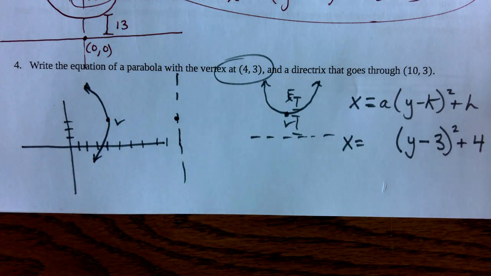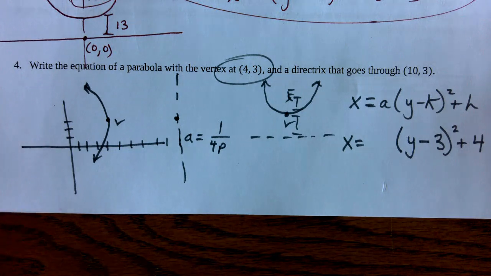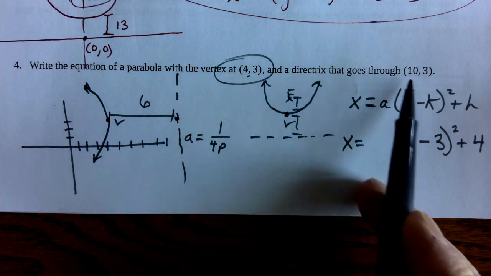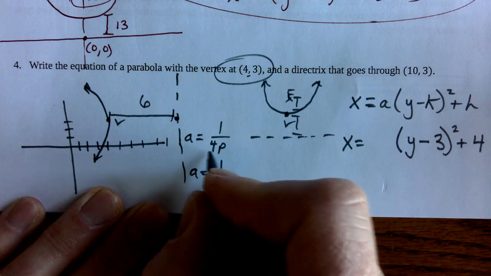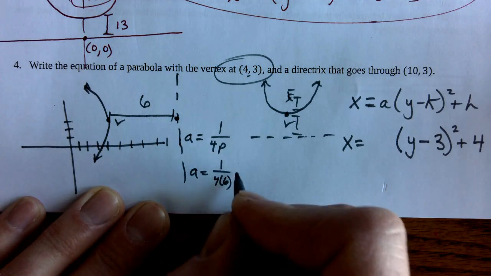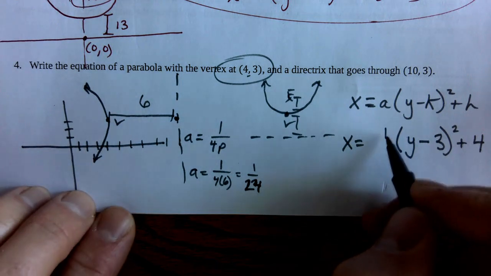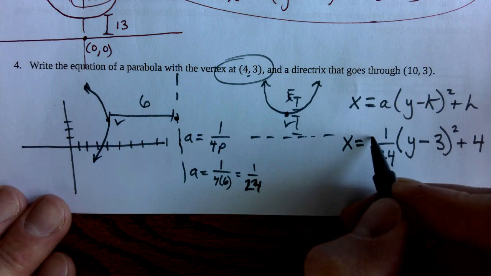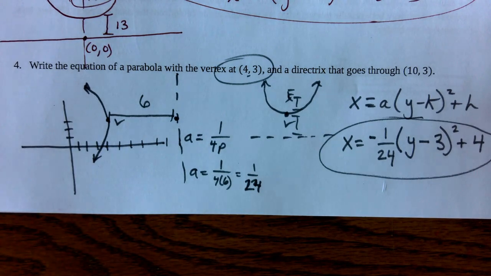So I need x equals, and I need that a value. Instead of mathematically calculating it out, just know that the relationship is a equals 1 over 4p. If we look here, the distance between here and here, that p value, is 6 if you count it out, because it goes from the 4 to the 10. So I know that 1 over 4 times 6 is happening. So my a value is 1 over 24. Now, some of you got it all the way right to there. Just remember, which way is it facing? It's facing to the left. So what we've got to do is just put in a negative there. And that is how we come up with that, knowing our relationships of parabolas.